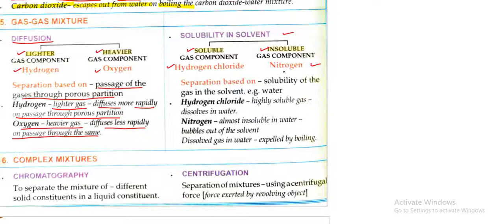So what we will do is take the mixture and pass it through water. When you pass the mixture through the water, what happens? The highly soluble gas, that is hydrogen chloride, dissolves in water, and nitrogen, which is almost insoluble, bubbles out of the solvent. The dissolved gas in water can be expelled by boiling. Afterwards we can separate the dissolved gas by boiling.